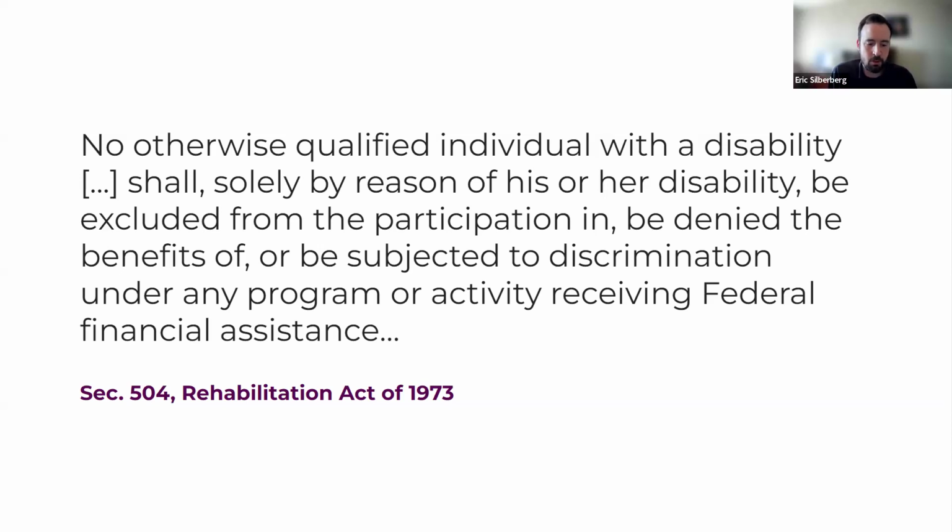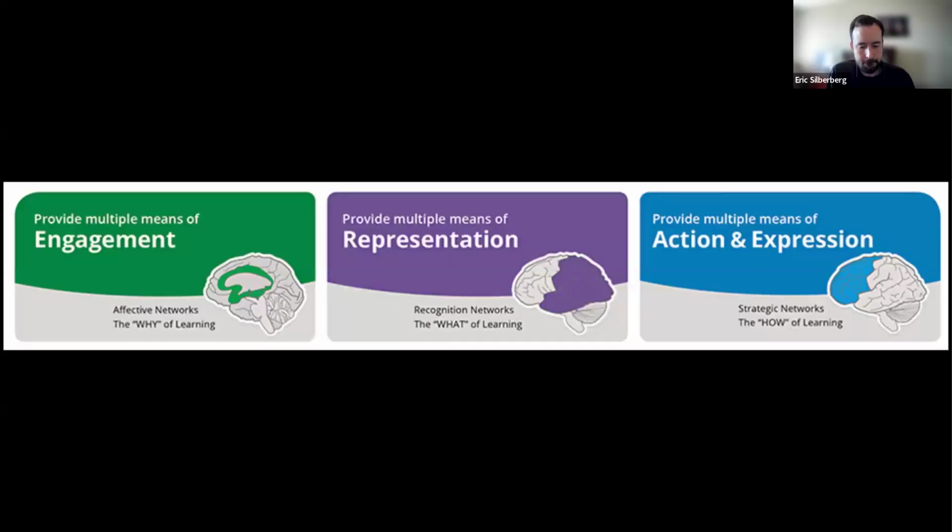Section 504 states, right, no otherwise qualified individual with a disability shall solely by reason of his or her disability be excluded from the participation in, denied the benefits of, or subjected to discrimination under any program or activity receiving federal financial assistance. So Universal Design for Learning arises from this history as a framework to remove barriers to education.